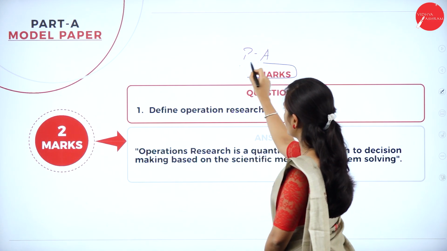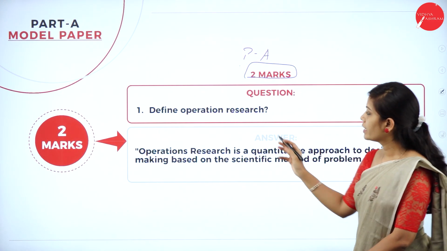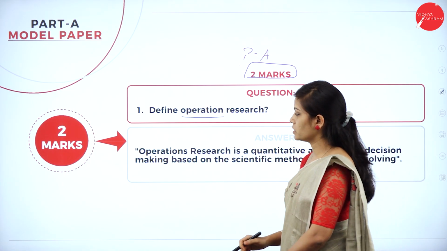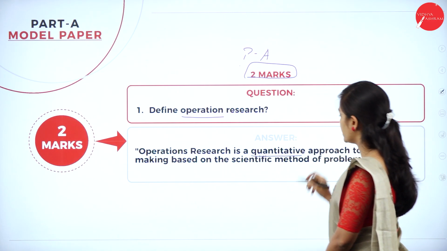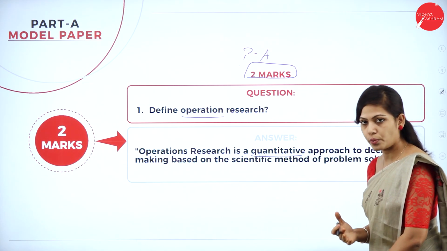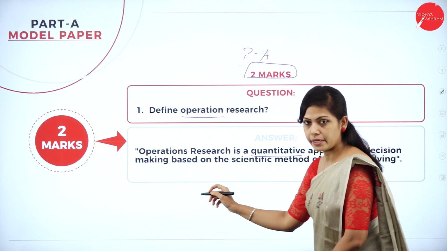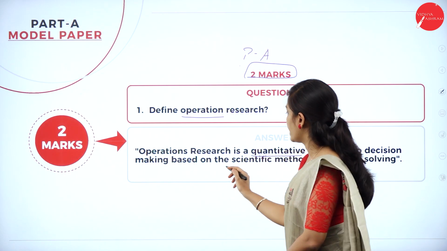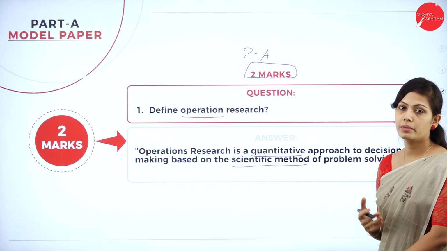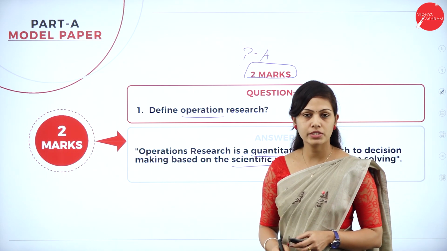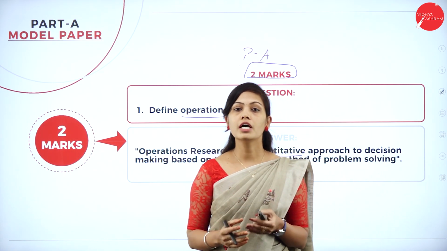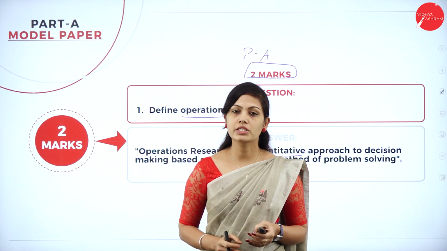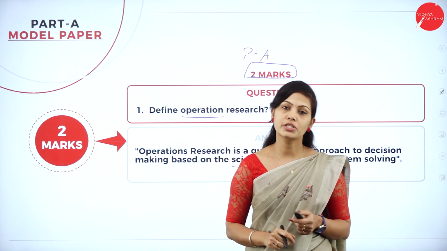And first, part A is 2 marks questions. So first question, define operation research. What is the definition of operation research? Operation research is a quantitative approach, a systematic way to decision making, based on the scientific method of problem solving. With the help of this operation research technique, we can solve complex situations and complex problems. Is it clear? So operation research is a systematic way for decision making.